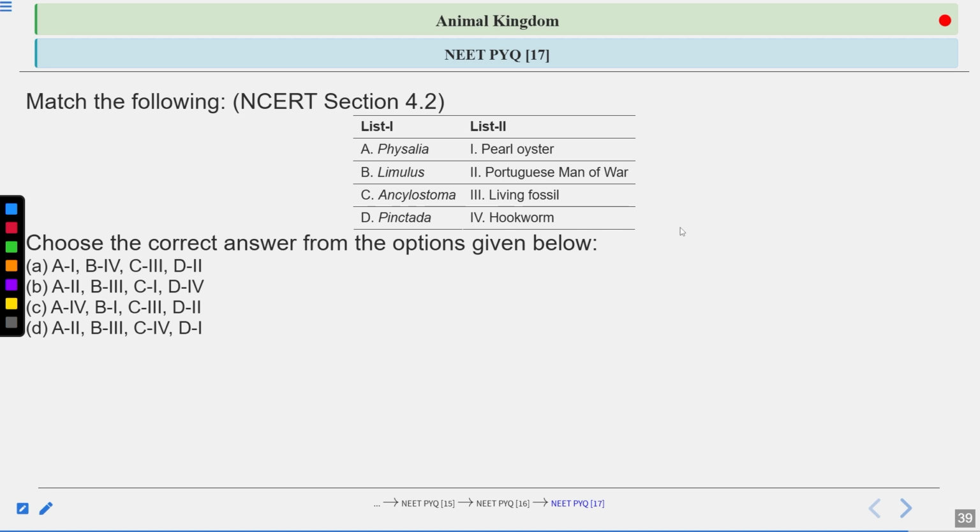So you have to match the items given in list 1 and list 2, and then select the option that shows the correct match. You can solve the question in the given time, and then we will discuss the correct answer. Okay, let's see the correct answer.